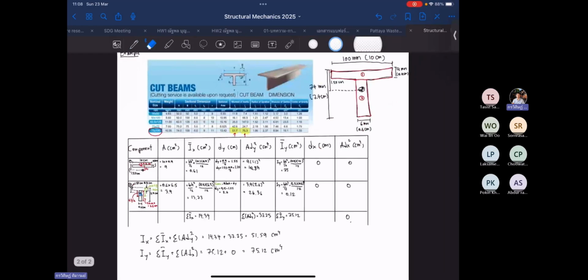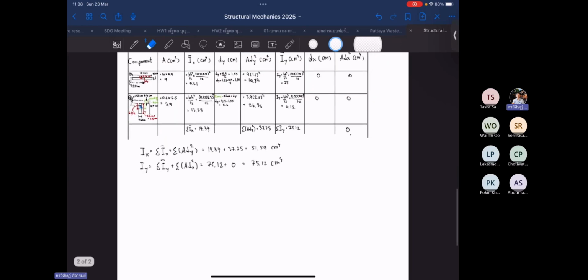As for this one, who has any questions or any concern? Okay, if there is no, let's have a short break for 5 minutes, and then at 11:13, I will continue the beam internal force.